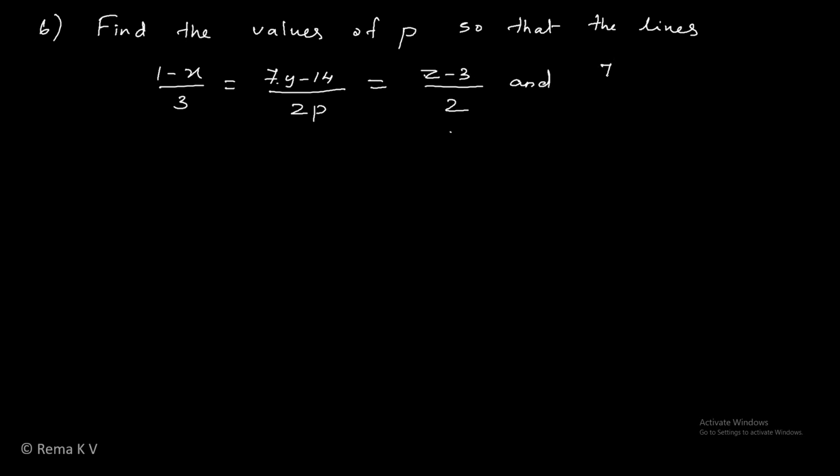and (7 minus 7x)/(3p) equals (y minus 5)/1 equals (6 minus z)/5 are at right angles.